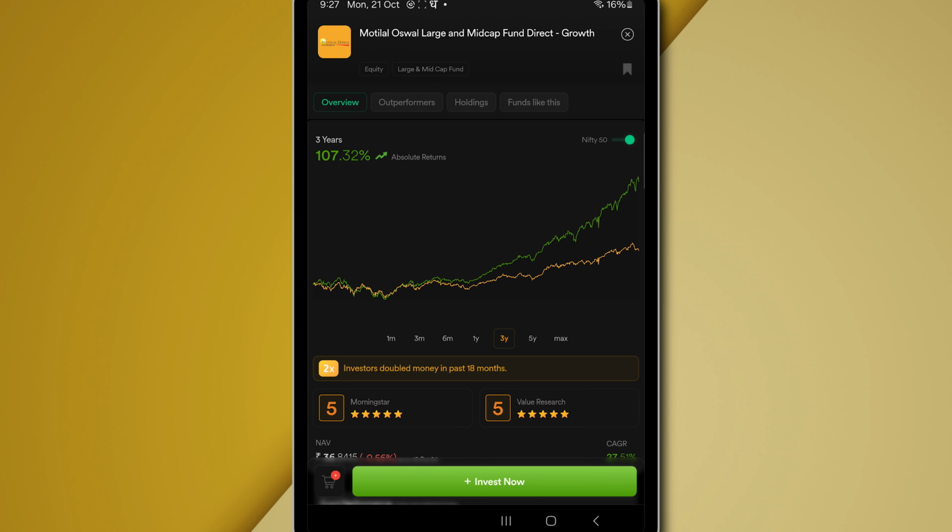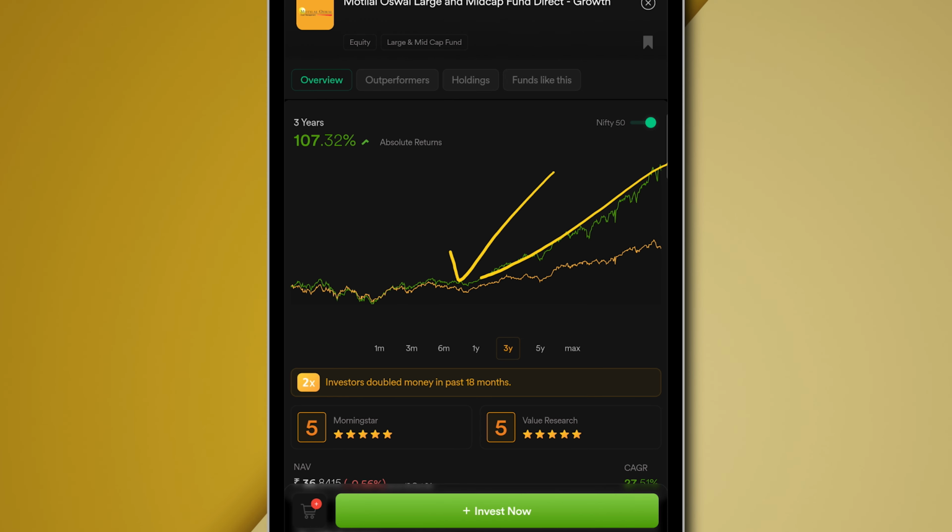Now, once I click this button, I am on the page where I can see all the details about this mutual fund. And right up here is a graph showing this mutual fund's performance compared to Nifty 50, which may or may not always be a good comparison because this is a large and mid cap fund. So I would assume this is more volatile than just Nifty 50 by itself.